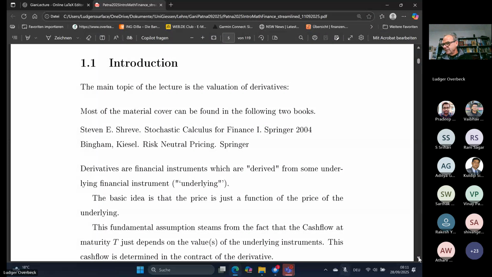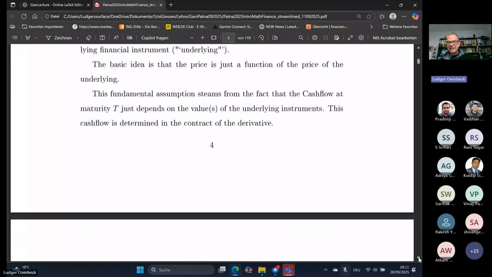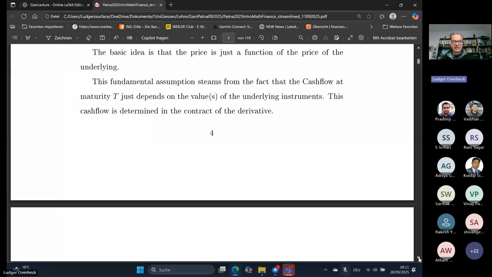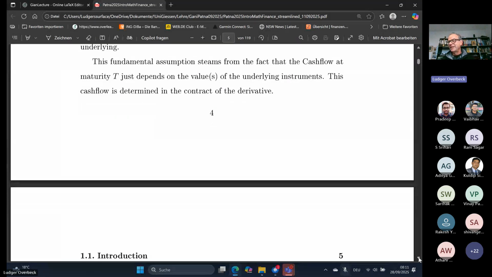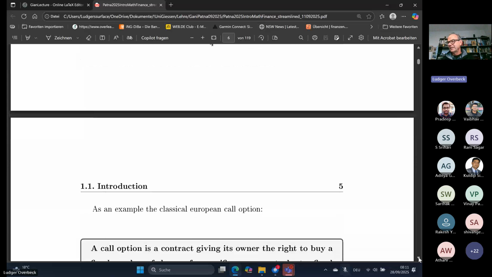Now, so derivative in this sense means it's just derived from the value of the underlying. Yeah? And this comes from the fact that a derivative is more or less a contract which defines certain cash flow at a given maturity. And this cash flow should only depend on the values of the underlying instrument. So this means derivative is a contract. That's why many lawyers are also working in investment banks.